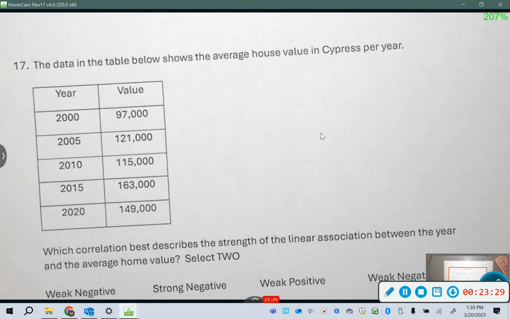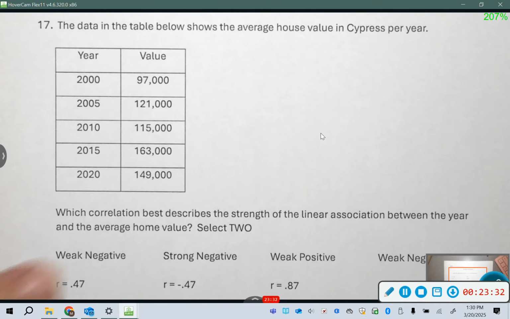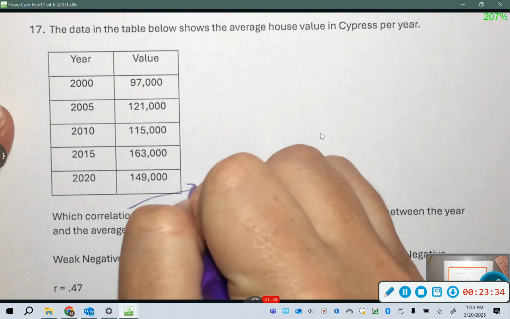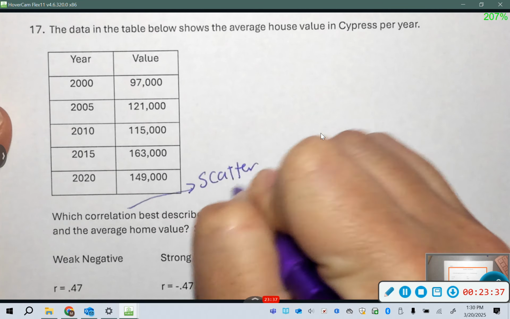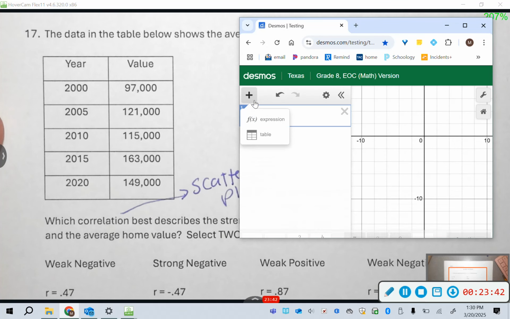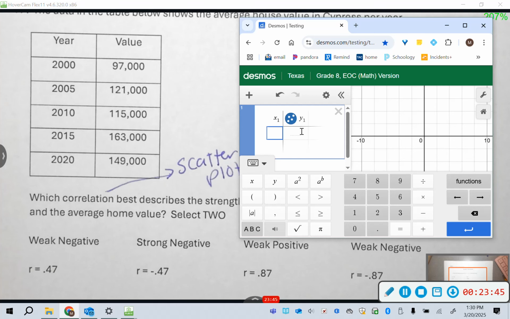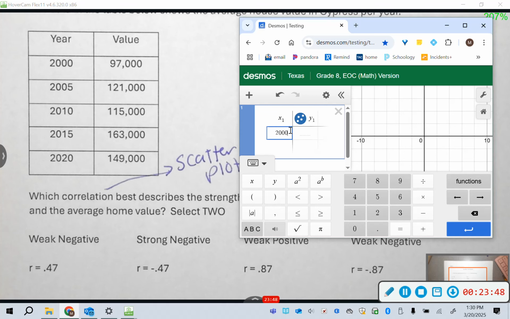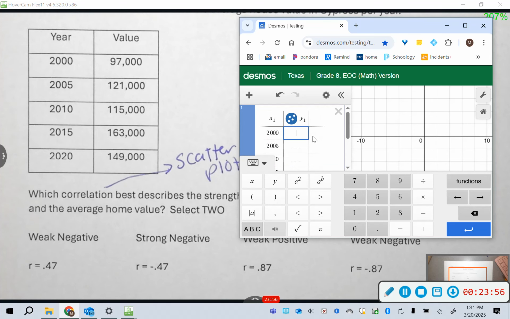Okay, 17, almost done now. This is a calculator problem. First off, it's asking about correlation, which is telling me scatter plot, which means I have to type all the points. So I'm going to do plus sign, table. So I have 2000, 2005, 10, 15, 20. And remember, when we're typing our y's, we cannot have commas. So 97,000 is just 97000, 121,000, 5000.